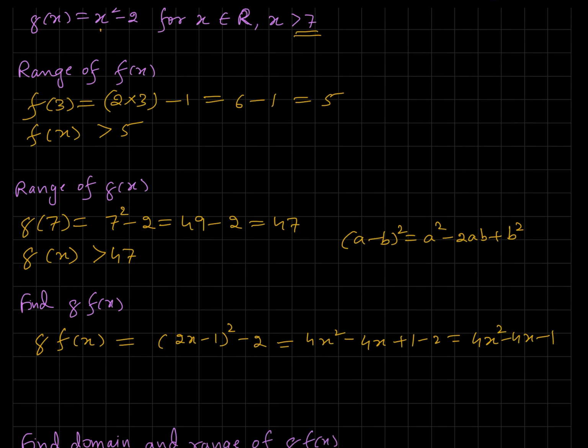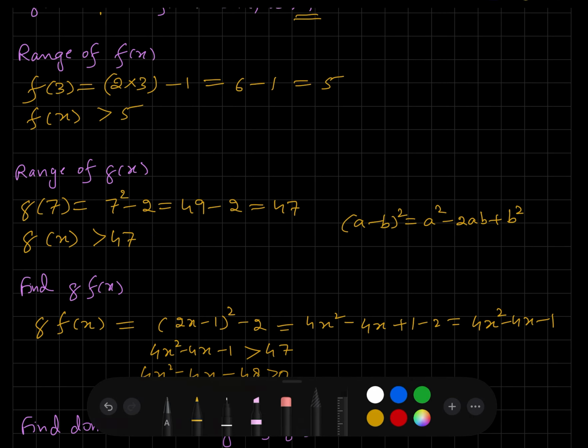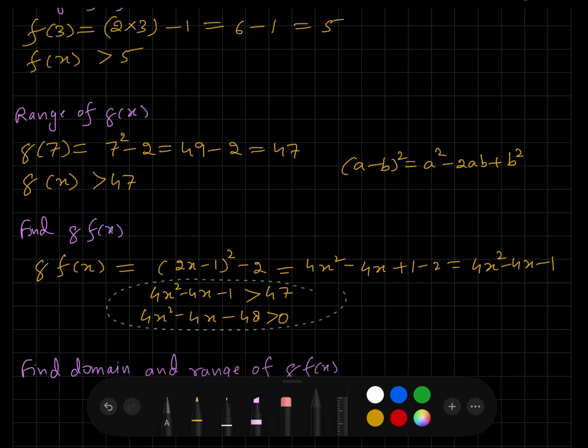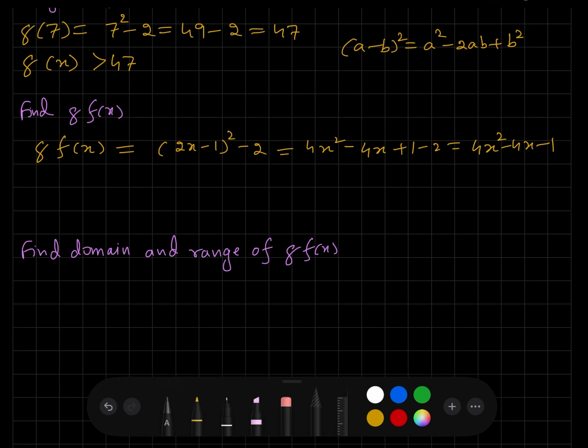Okay, and this value is never less than 47, so it is greater than 47. So let us restrict our function. 4x squared minus 4x minus 1 is always greater than 47, and then let us solve it. Oh, sorry, we have to just find out the function here. Okay, so this is our function. Clear?